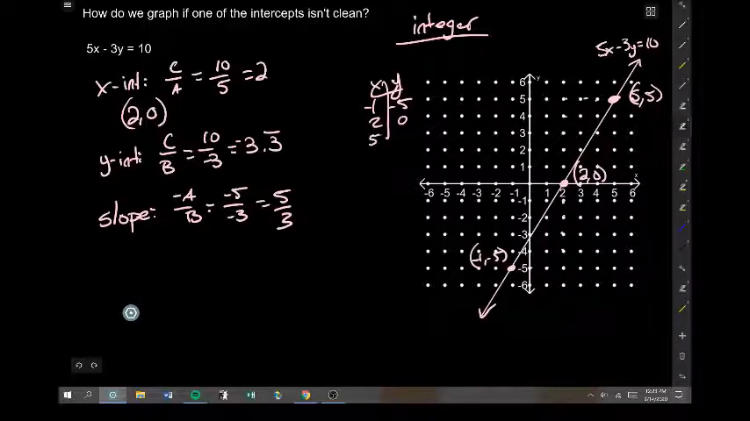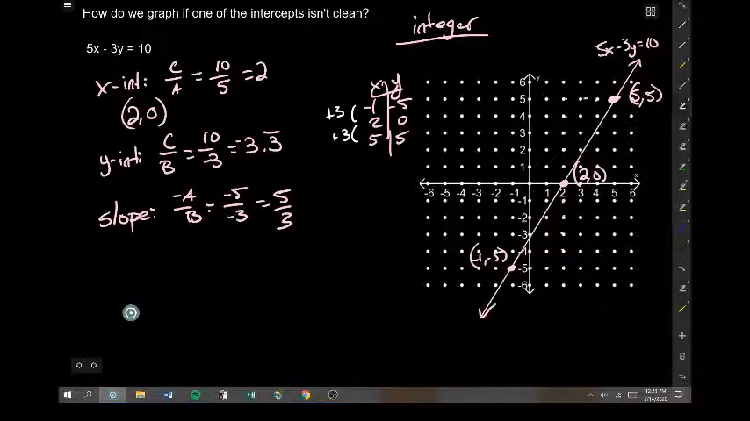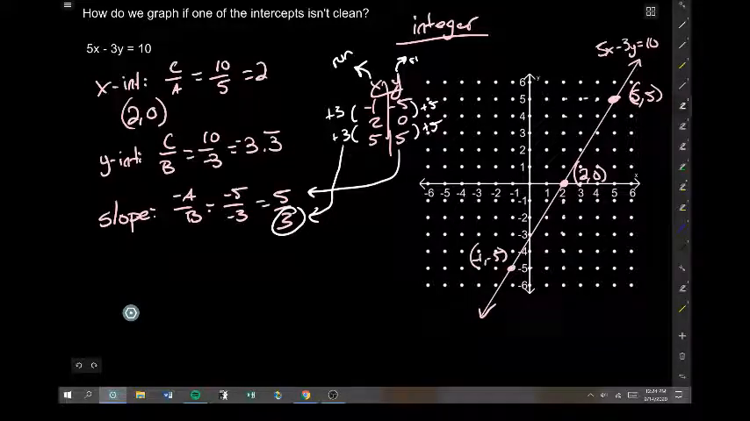You'll notice if I compare the changes in x and y, going from negative 1 to 2 is up 3, and from 2 to 5 is up 3, which is also the run of the slope. And from negative 5 to 0 is up 5, and from 0 to 5 is up 5, and that is the rise of the slope, which makes sense because x is the run, and y is the rise, and slope is rise over run.